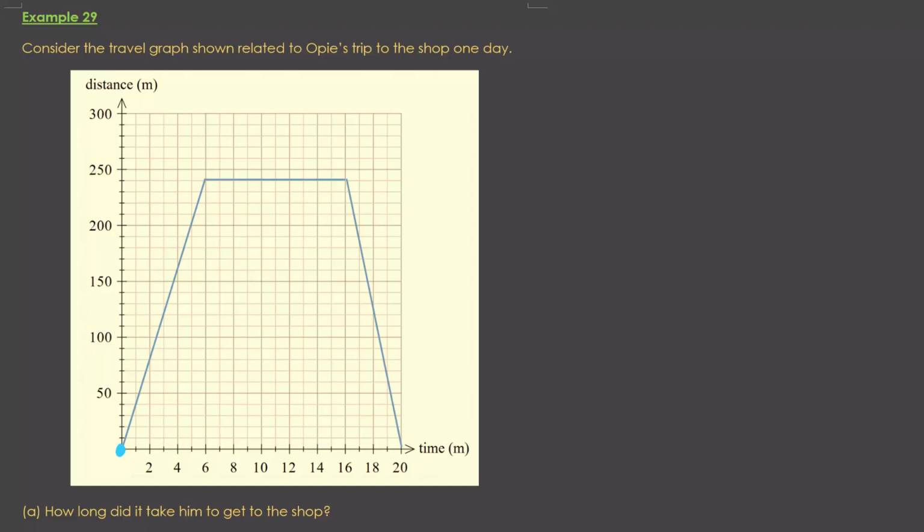He's then going to walk to the shop, and so he's covering distance from home. Along this section here, he's at the same distance the whole time. So I would say that this is at the shops, and then as he closes the distance to home down here, this last section between here and here is where he is travelling home.